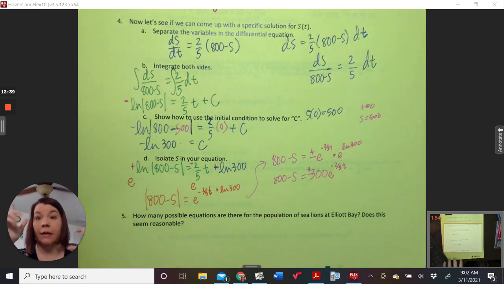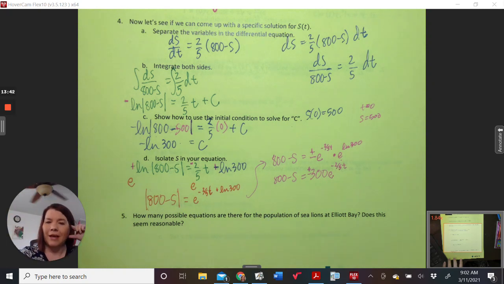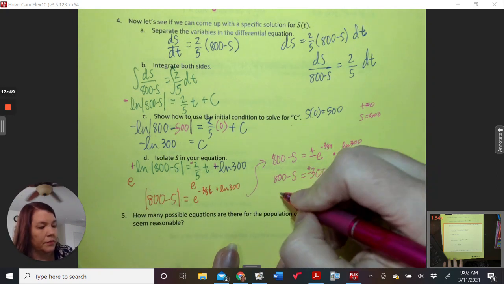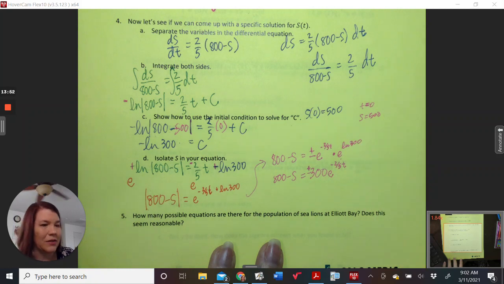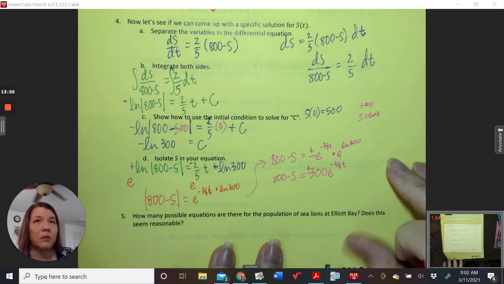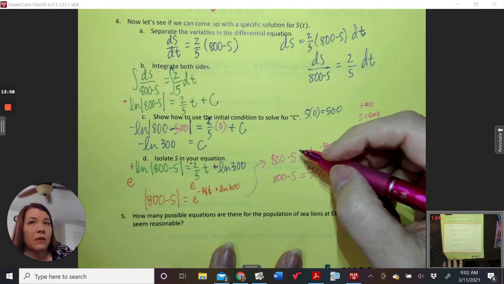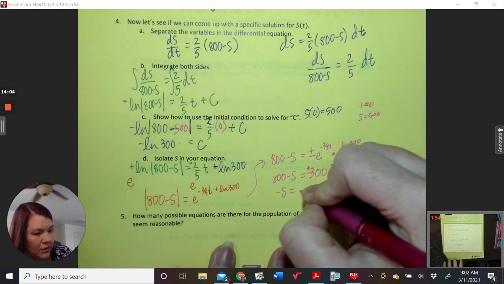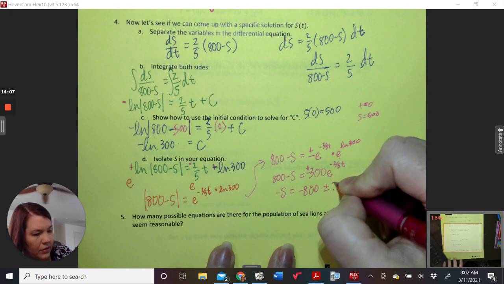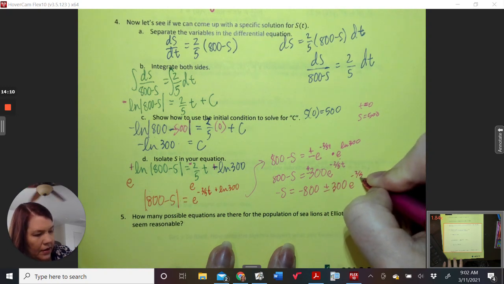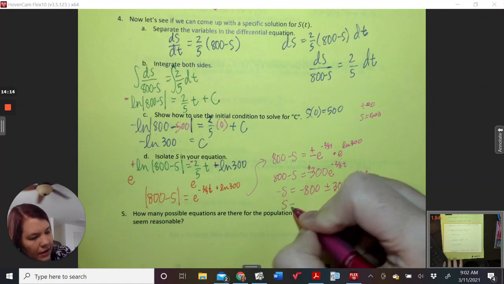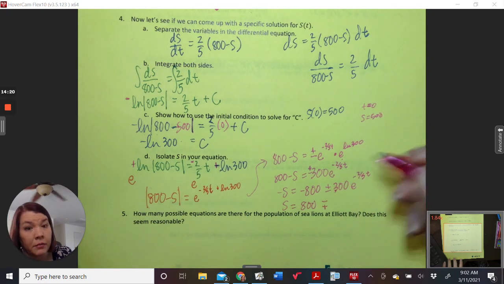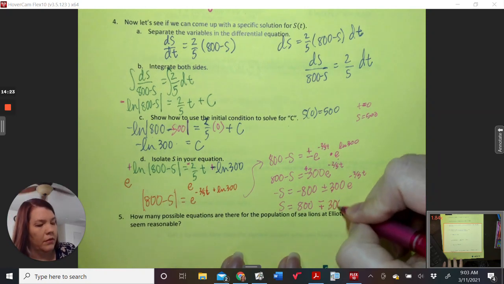And so, to get s alone, I'm going to subtract 800 from both sides and change the signs. It's going to be a little bit weird, so we'll go slow. Negative s equals negative 800 plus or minus 300 e to the negative 2/5 t. Change all the signs. S equals 800 minus or plus, which is totally lame because it's still plus or minus, but it's minus or plus now. I changed all the signs. This is silly, but I wanted you to see that the signs changed. So I'm going to switch it back.